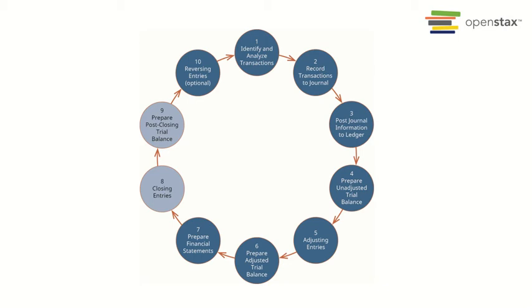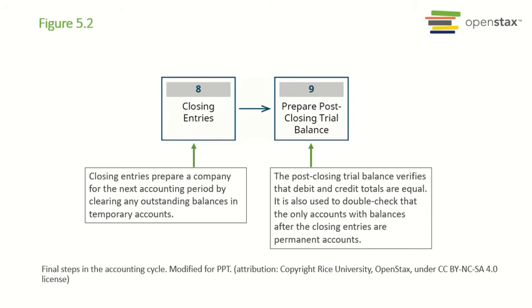After the company prepares the adjusted trial balance and financial statements, the company will need to do closing entries. And then after all the closing entries are recorded, companies need to prepare a post-closing trial balance. Closing entries prepare a company for the next accounting period by clearing any outstanding balances in the temporary accounts.